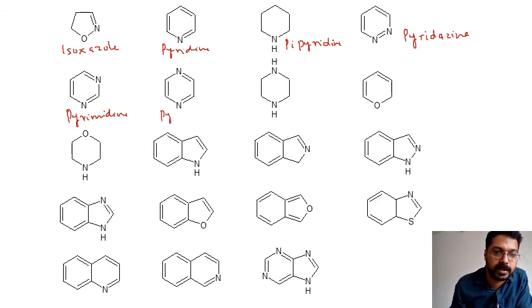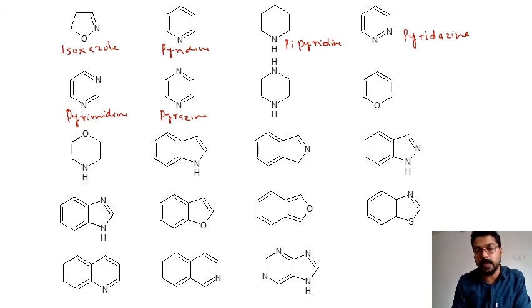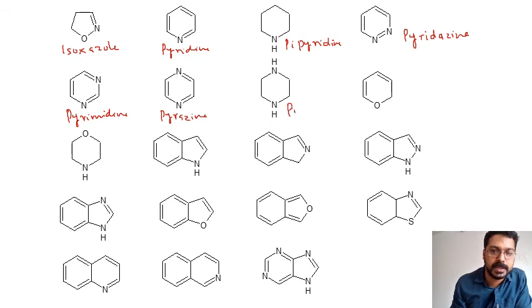Okay, you remember: pyridazine is 1,2, pyrimidine is 1,3, pyrazine is 1,4. Its saturated analog is piperazine. And this well-known compound is pyran. This is morpholine.